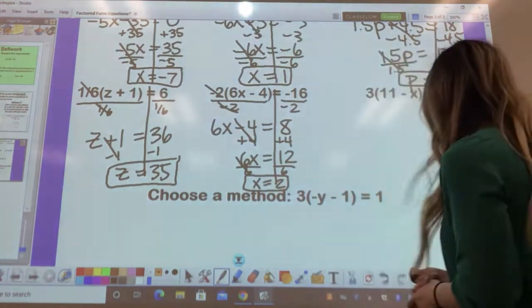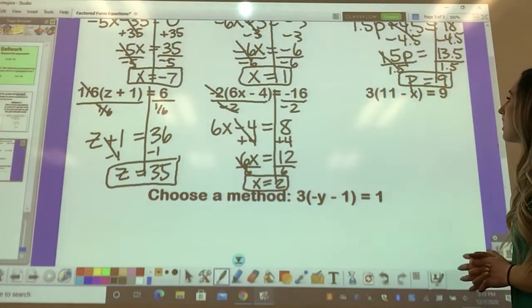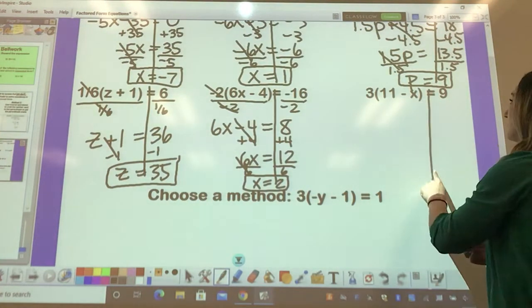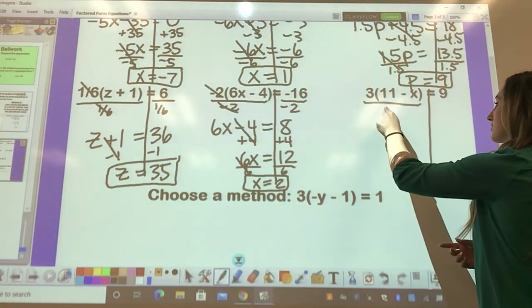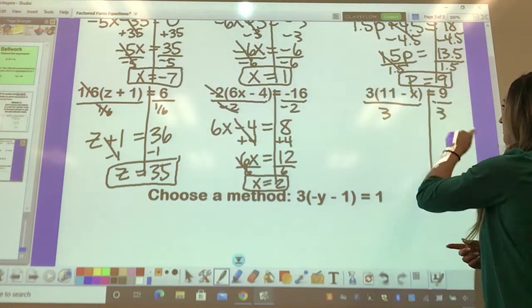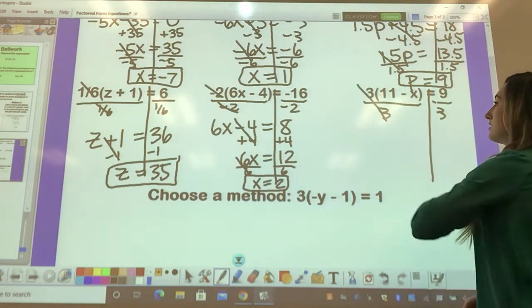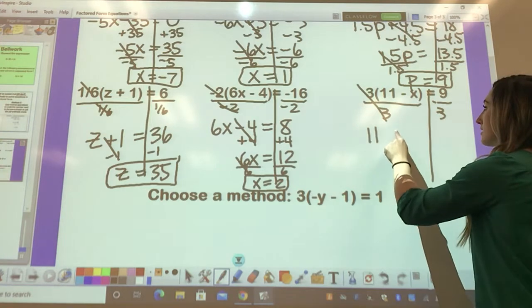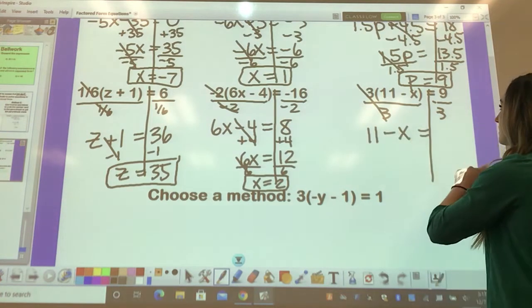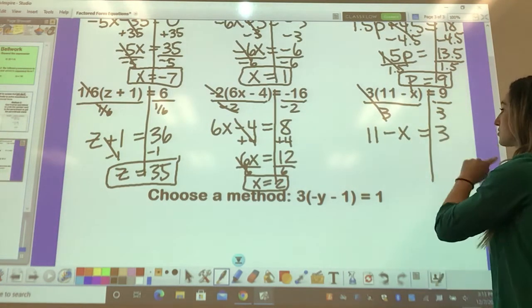Okay, and then one more. Again, we're using method 2 where we get rid of this times 3 by dividing by 3 on both sides. That cancels out, leaving me with 11 minus x equaling 9 divided by 3, which is 3.